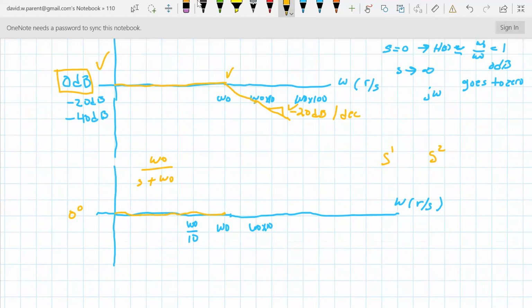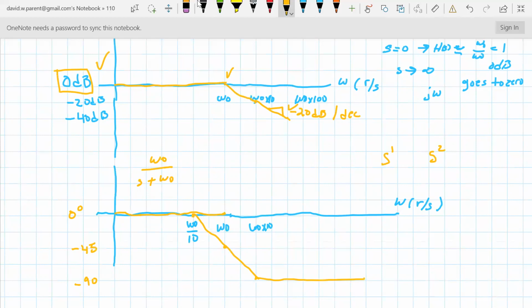At omega naught divided by 10, that's when it starts decreasing. At omega naught, it's minus 45. When I get to 10 times omega naught, I get that. All right. So that would be how I would do a low pass filter.